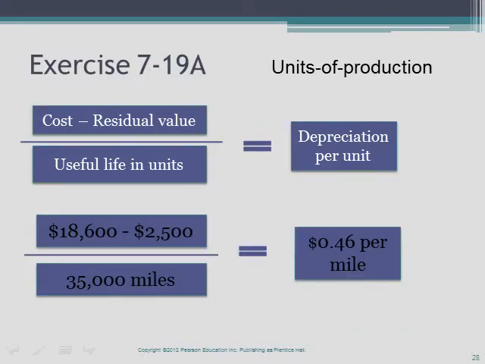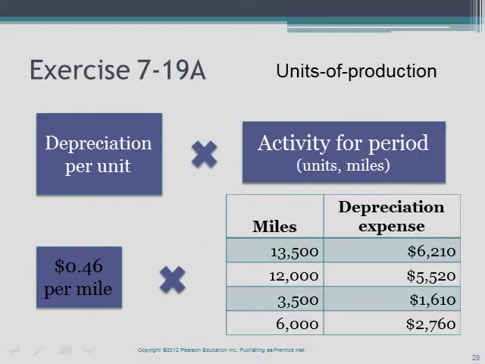And so to compute the units of production, the same numerator for straight line is used. However, it is divided by the useful life expressed in units. Since this is a vehicle, miles are used. A depreciation per mile is calculated. The depreciation per mile is multiplied by the miles driven each year by the van.